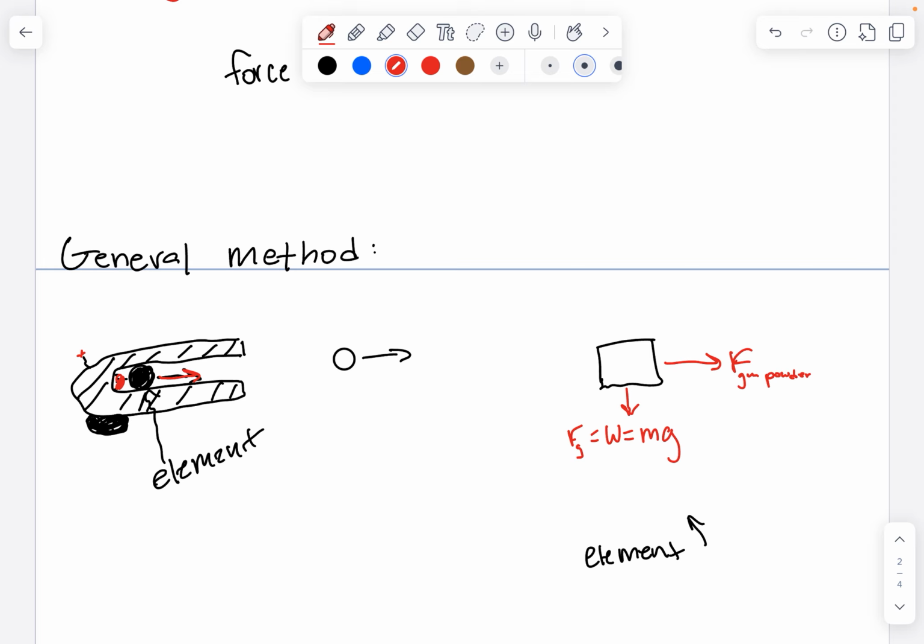Something to note is we always draw the element as a square and not any other shape, just because the square simplifies any system to have an up, down, right, left. If it's at an angle, we can just draw the square at an angle, which gives us this triangle with theta, which we can solve better than if it was a circle or any other shape. Let's go back to the free body diagram here.